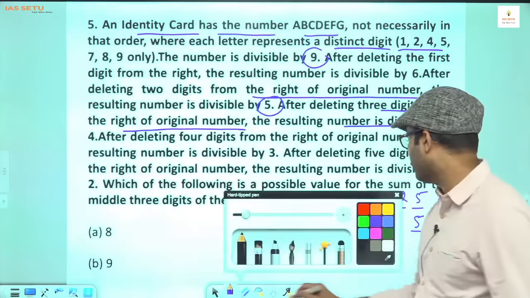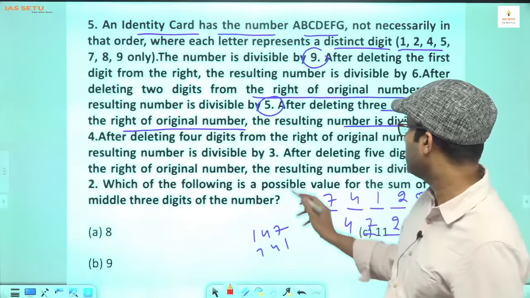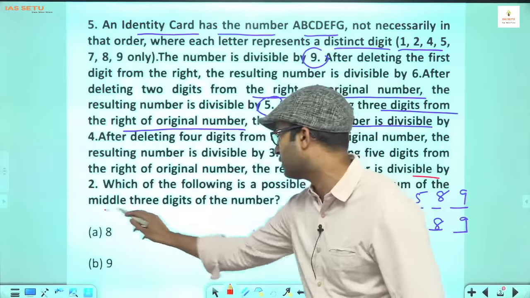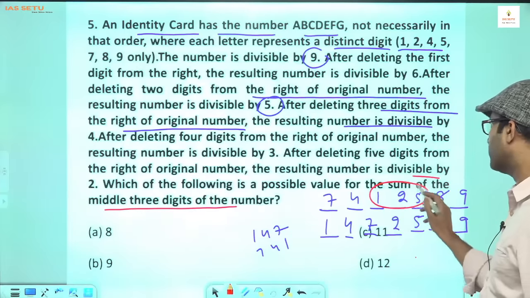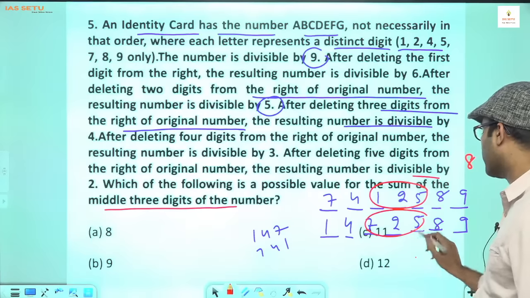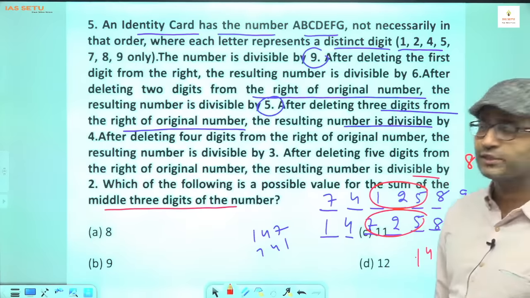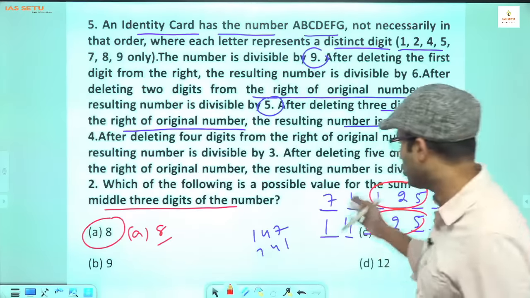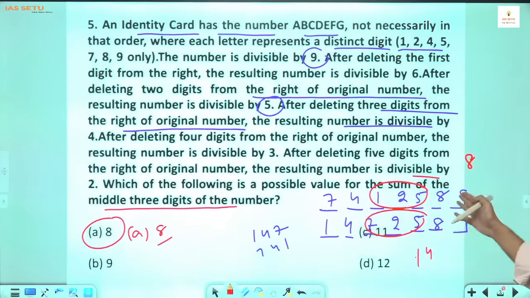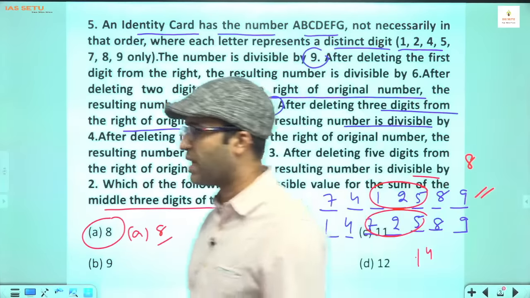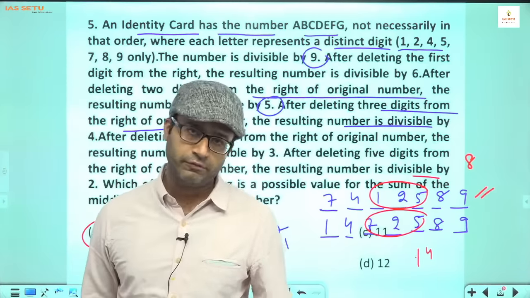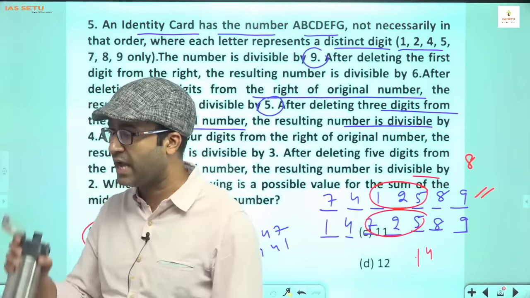So if you read the question carefully, it asks which of the following is the possible value for the sum of the middle 3 digits of the number? For the middle 3 digits, either you are getting 8 or you are getting 14, but the option 14 is not given. So for this question the answer is A, 8. Or you can check these 2 numbers, 7 4 1 2 5 8 9. So this is a lengthy, time-consuming question, because we have to check divisibility of 2, 3, 4, 5, 6 and 9.